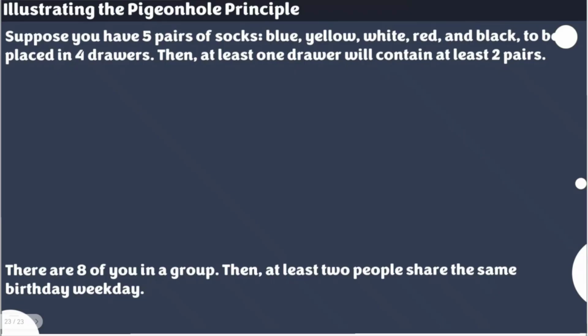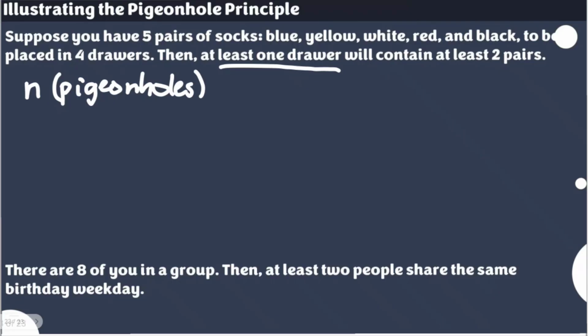Say, for example, suppose you have 5 pairs of socks, which are colored blue, yellow, white, red, and black, to be placed in 4 drawers. Then it states here that at least one drawer will contain at least 2 pairs. Our pigeonholes here are actually the number of drawers.